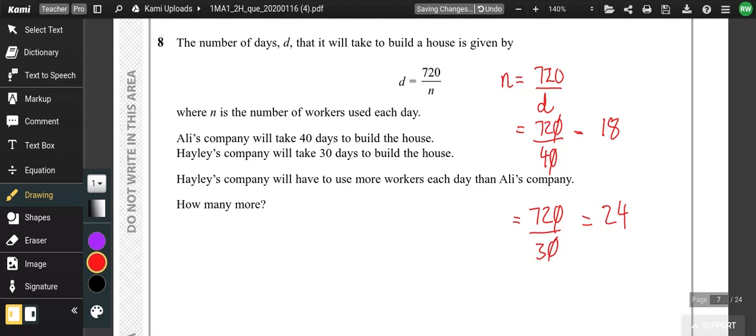So Haley's company will need to subtract those two, and we get 6 more workers.